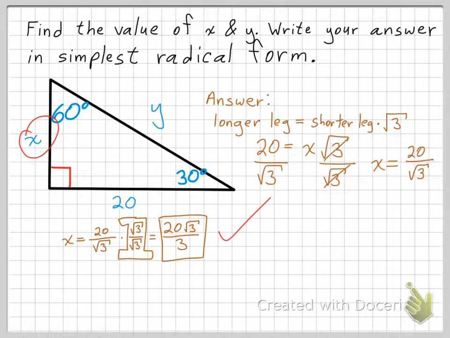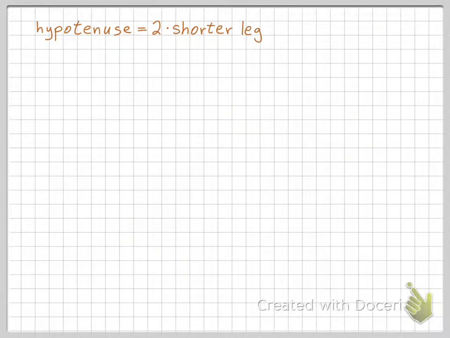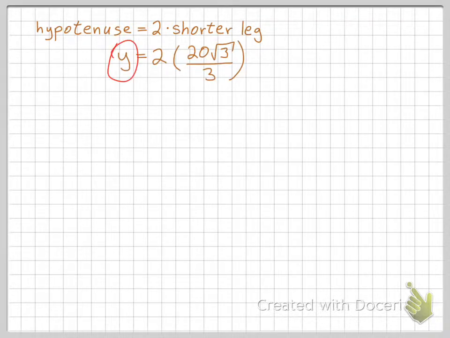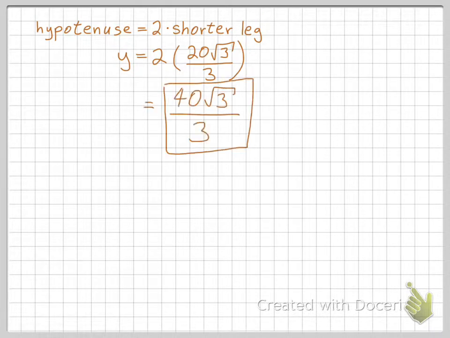That's my shorter side. And then to get the value of the longer side, we go hypotenuse equals 2 times the shorter leg. Substituting in values, we denoted the hypotenuse as y, and the shorter leg we just figured out is 20 root 3 over 3. So you simply multiply that by 2, and the answer is 40 root 3 over 3. We can keep our answer in simplest radical form, which this is, and there's no radical in the denominator, so we're good to go. The hypotenuse is 40 root 3 over 3.